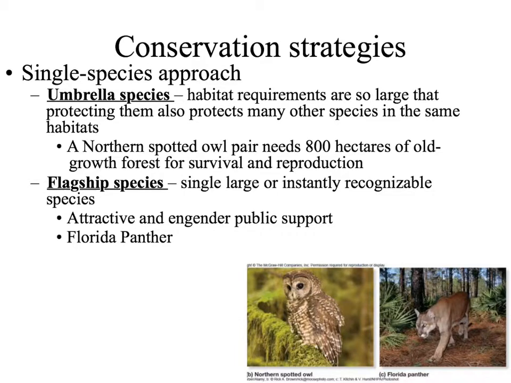A third type of species is a flagship species. This is a group that is instantly recognizable. They're often big, cute, and cuddly, and people will get behind them and love to donate to these cute and cuddly critters. So one example in Florida are the Florida panthers. Everyone knows what a Florida panther is, and they are attracted to them. Most people like big cats. So this flagship species gains a lot of support.